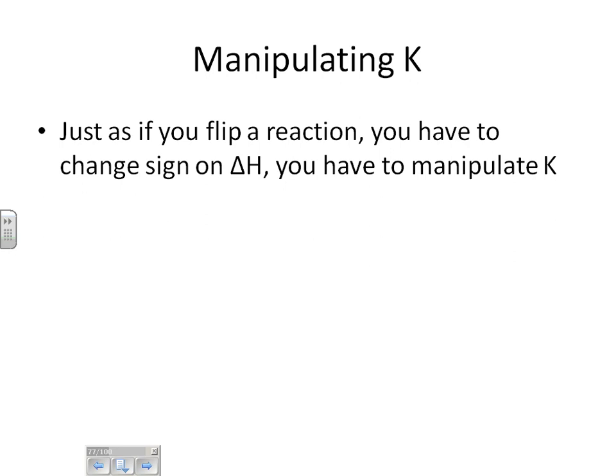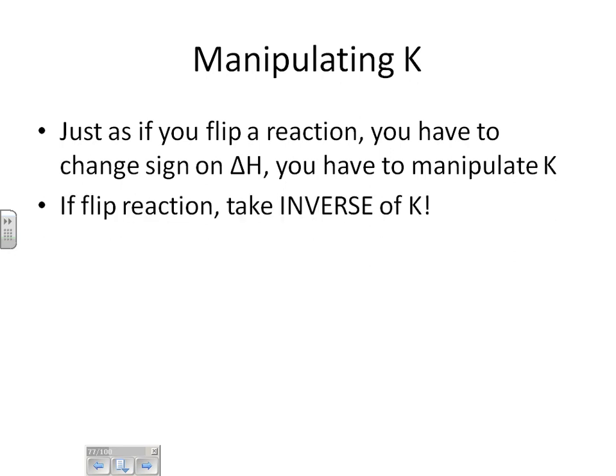You cannot have a negative value for K, because K is a comment on the relationship between the concentrations of the reactants and the concentrations of the products. You can't have any sort of negative relationship, so you can't reverse the reaction and then flip the sign on K. There is no sign on K. It's always positive. It's just the relationship between products and reactants. It's a fraction, a numerator and a denominator.